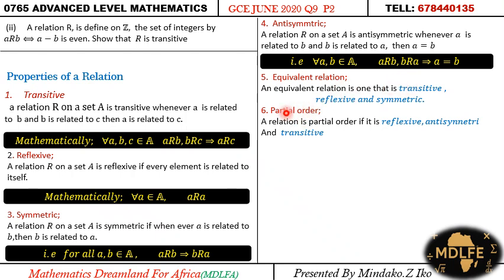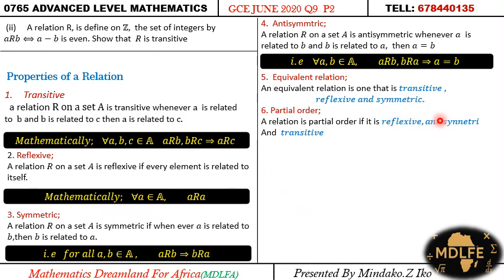Anyways, let's just do a partial order. So what is actually a partial order? A relation is a partial order if it is reflexive, antisymmetric, and transitive. So you notice here that between equivalence relation and partial order, it's just symmetric and antisymmetric that is changing.